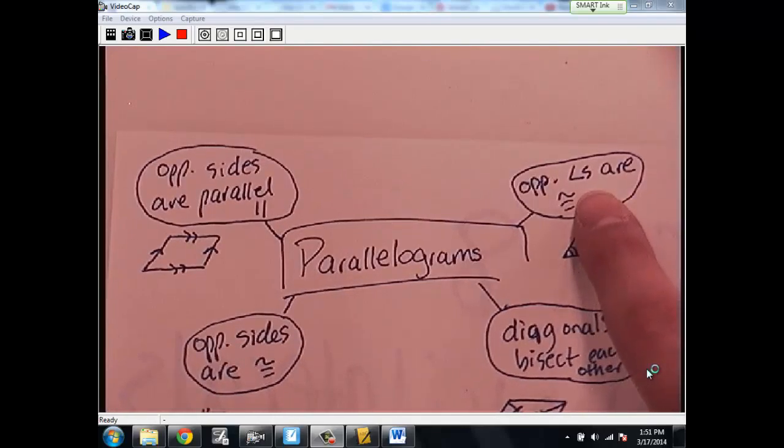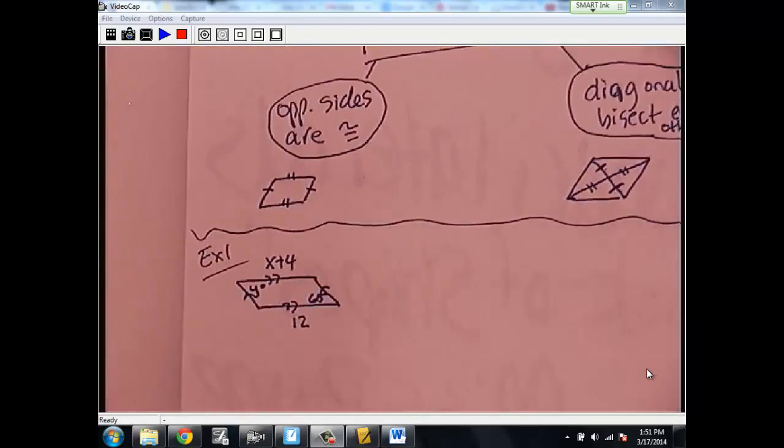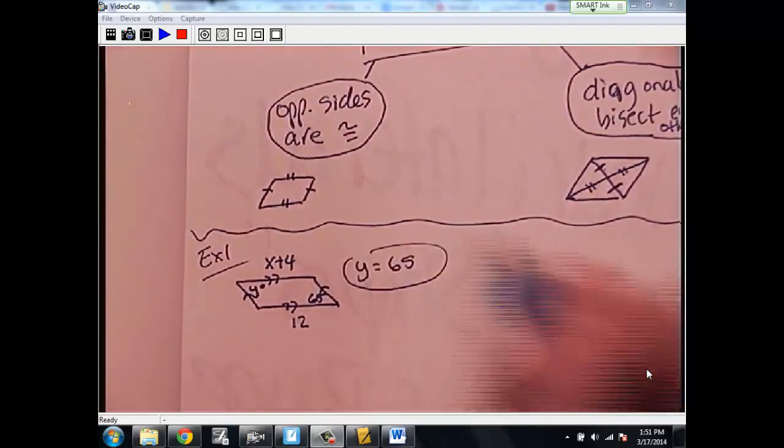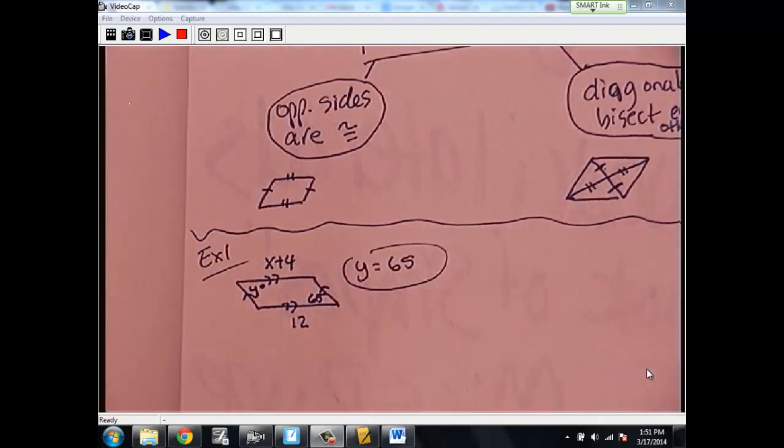This one says opposite angles are congruent. Congruent means they're equal. Opposite angles are congruent. They're equal. So we say y equals 65. That's it. Opposite angles are equal. They're congruent.